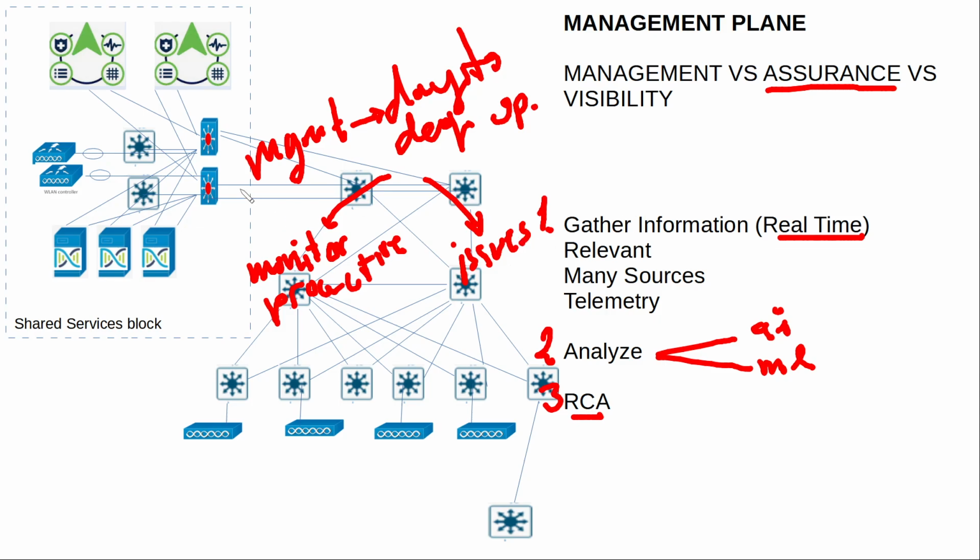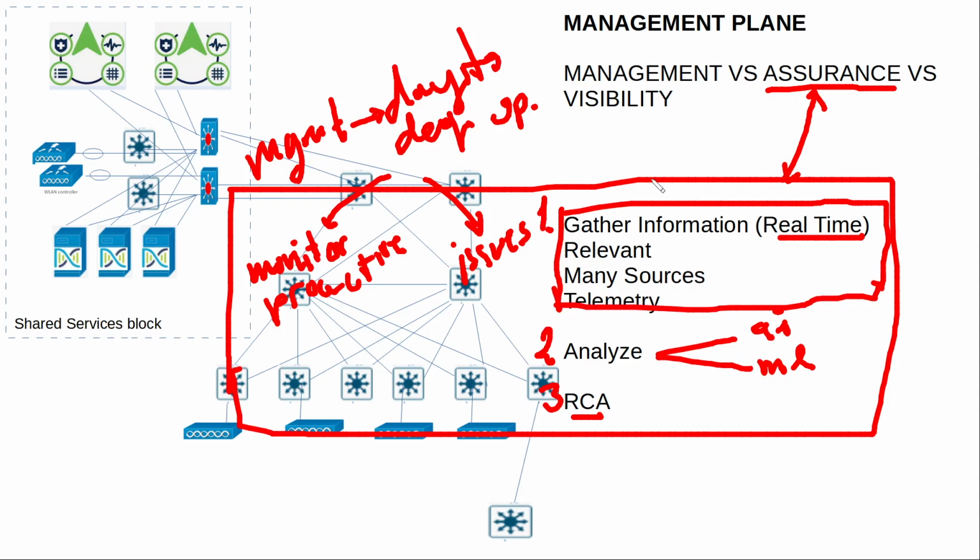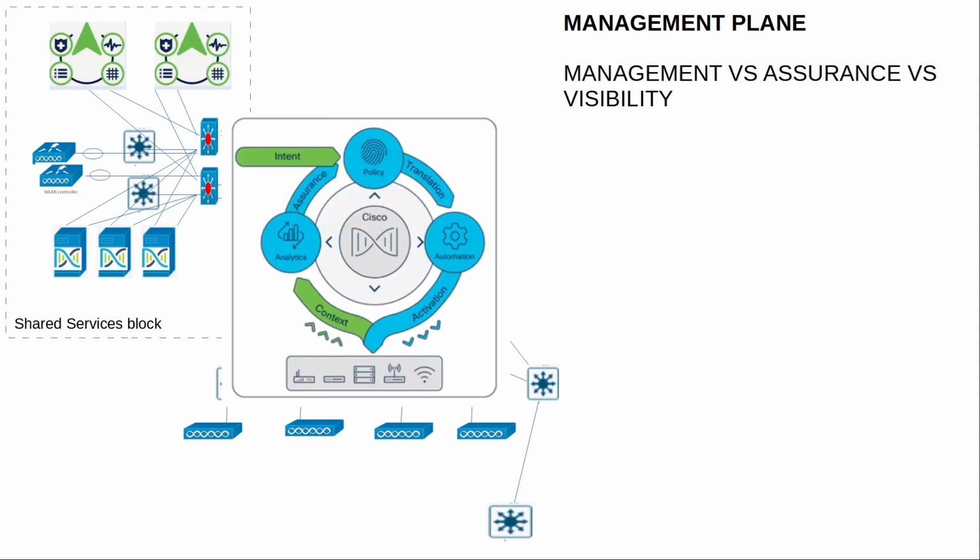So all this process is known as network assurance. And visibility is just a part of this process. So assurance is also a part of intent-based networking.